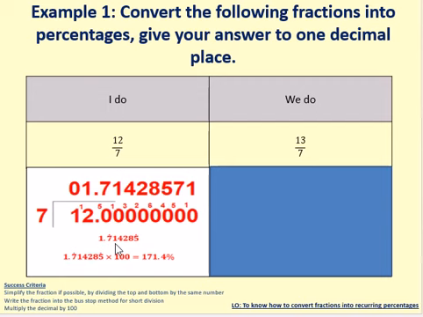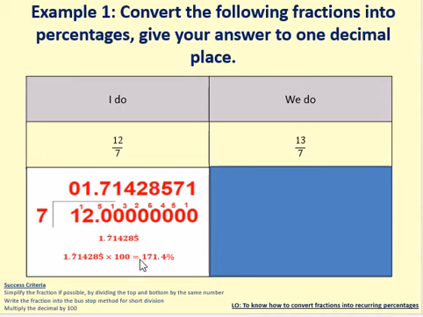So this recurring number is going to be 1.714285 with a dot above the 7 and a dot above the 5 to show where it starts and stops repeating. This is our answer to the decimal. We've calculated 12 divided by 7, but remember you need to times this by 100 to get it to a percentage.